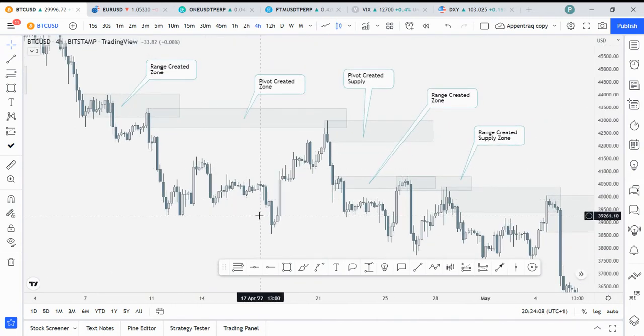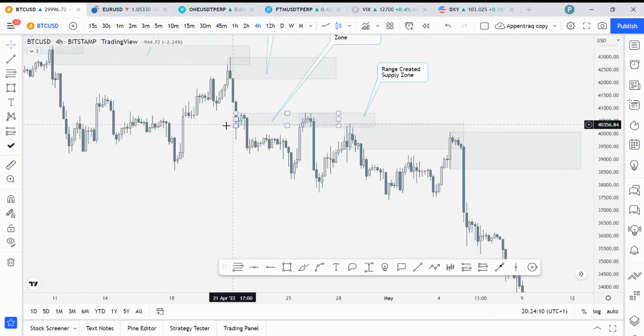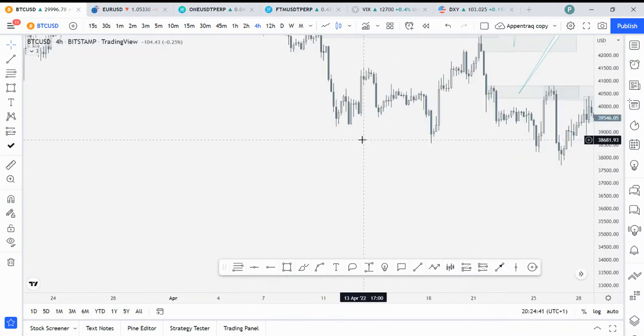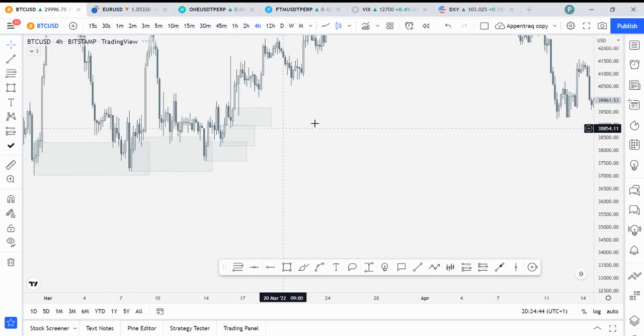Other examples, this is also a range created zone. You see price caught in between two price points moving up and down. Not very obvious on the 4 hour. When you go to the lower time frame, you see that this is a range. This small price action here, this is like 12 hours of price action just caught in between these price points. So that's a range created zone. Okay, so that's that for range created zones, and you also have pivot created zones.